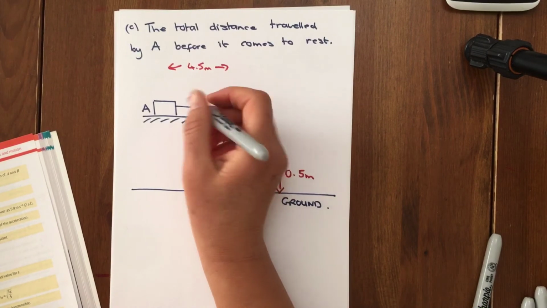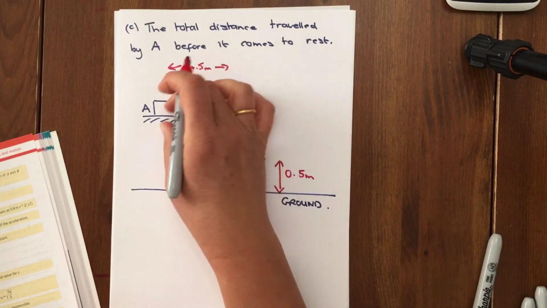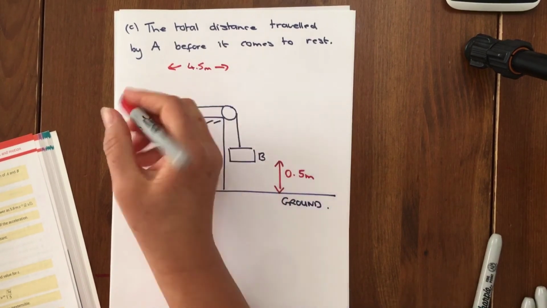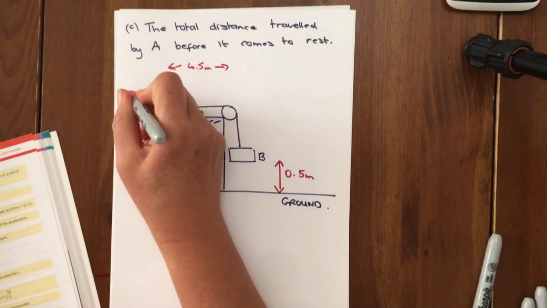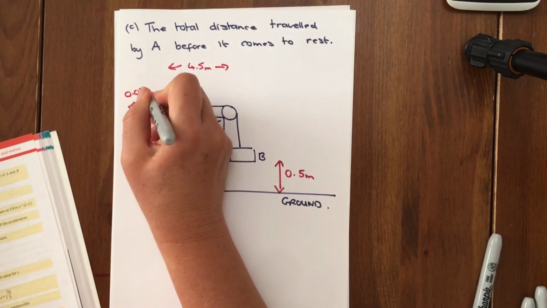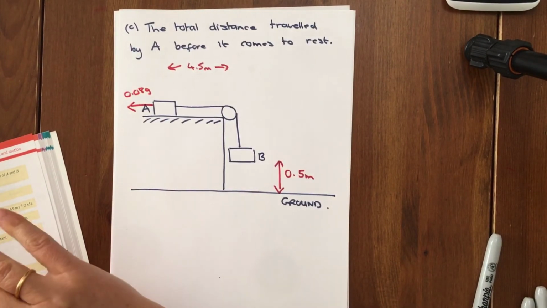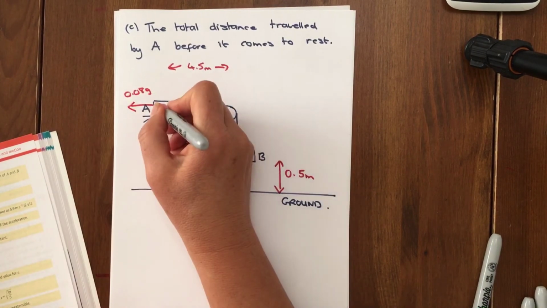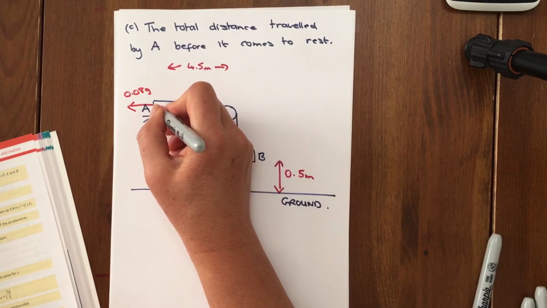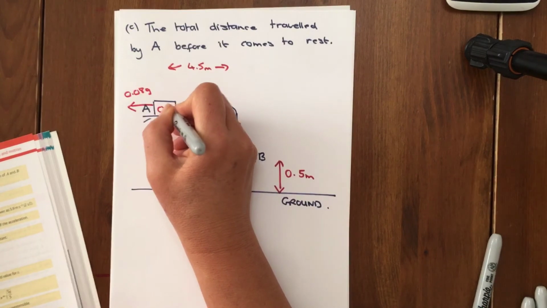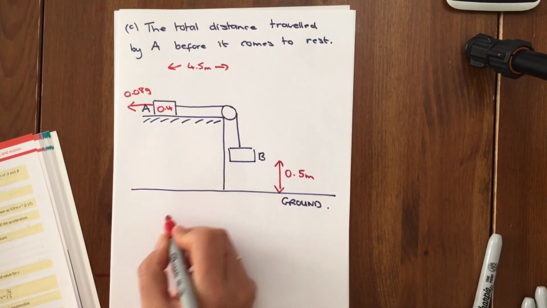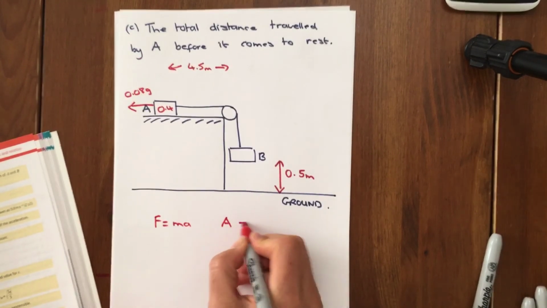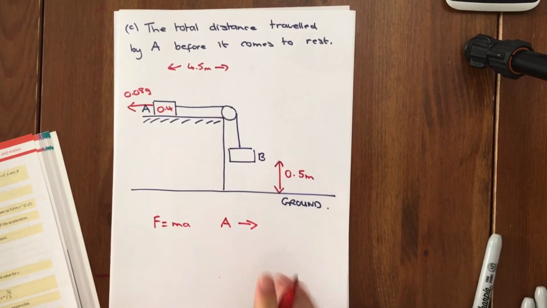Now, the tension will no longer be in this string, because it's slack. So all we have is the friction, the resistance to motion, because the table is still rough. This is our particle A, and that had a mass of 0.4 kilograms. So let's use F equals ma. Let's resolve at A in a horizontal direction.